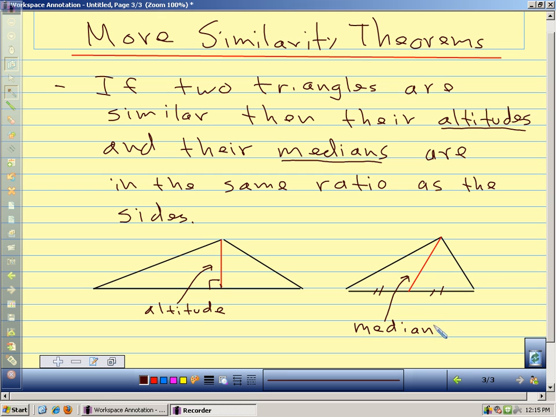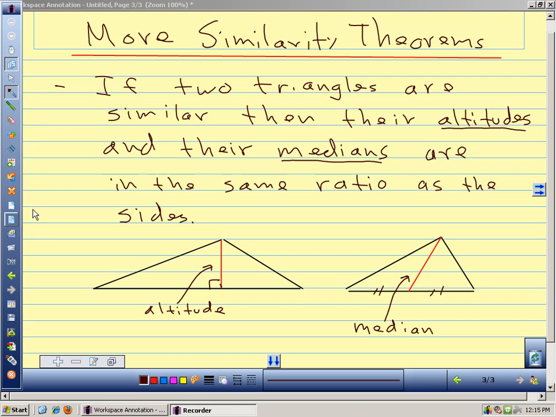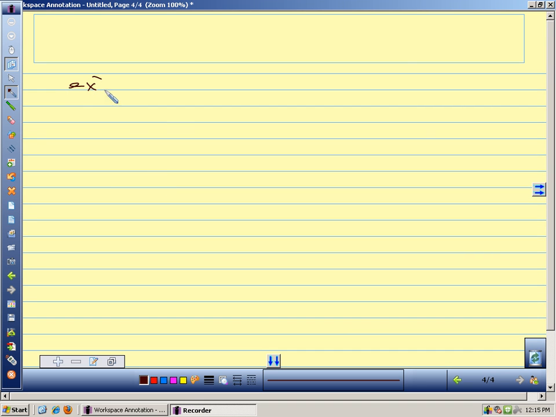So these just give us another part of the triangle that we can compare using proportions. All right, are we good? Yep. Good. All right. So here's our example. Our two triangles.